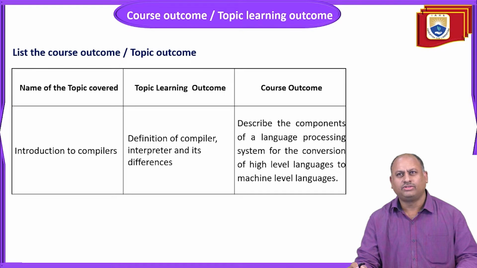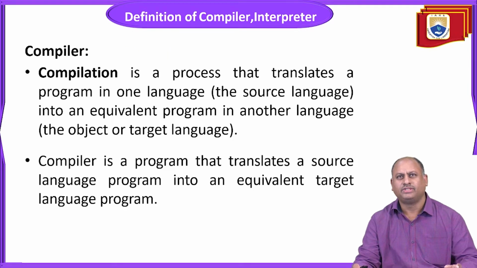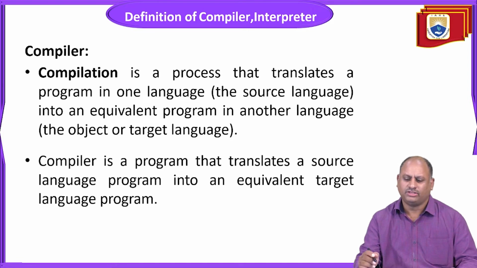This is the outcome, that is the topic which we chose, that is introduction to compilers, that is compilers and interpreter differences, learning outcome. See here, what is the language processing system that is to be implemented now to convert the given source language program into a machine level language. Here the compiler plays an important role in the conversion. First, initially, we will see the definition of a compiler. What is a compiler? A compiler is a process which translates the given programming language in one language, that is the source language, and converts it into another language.